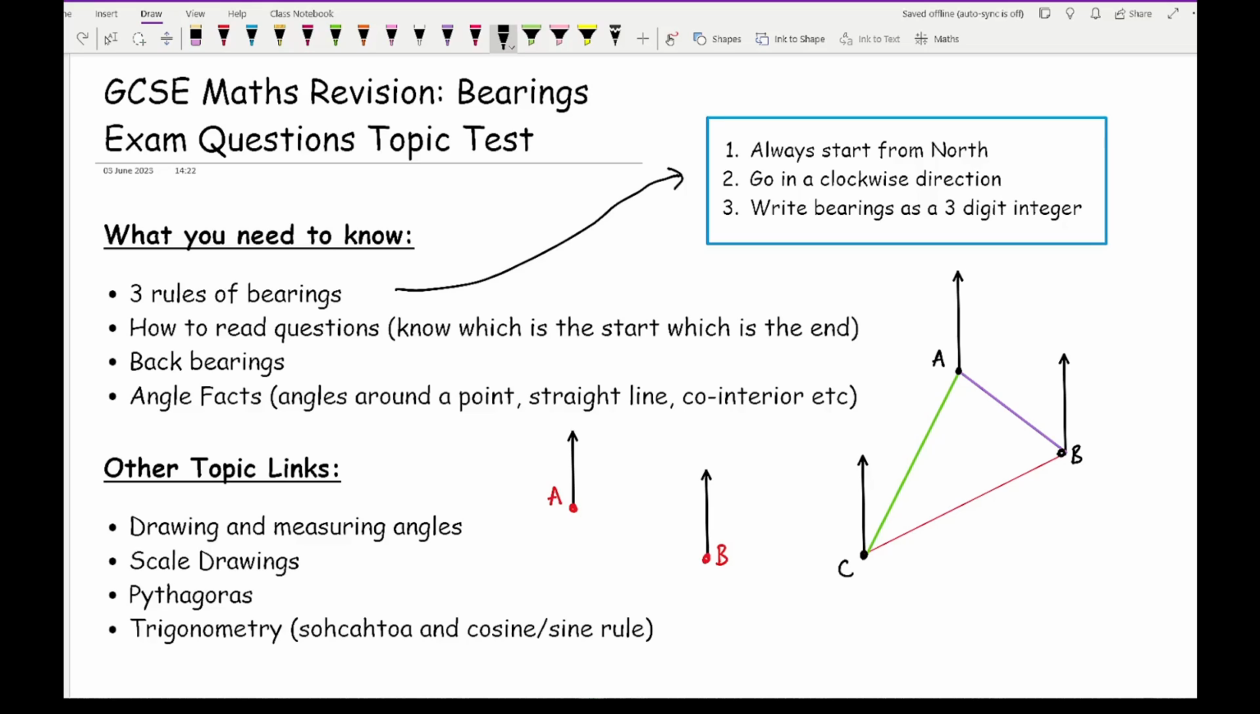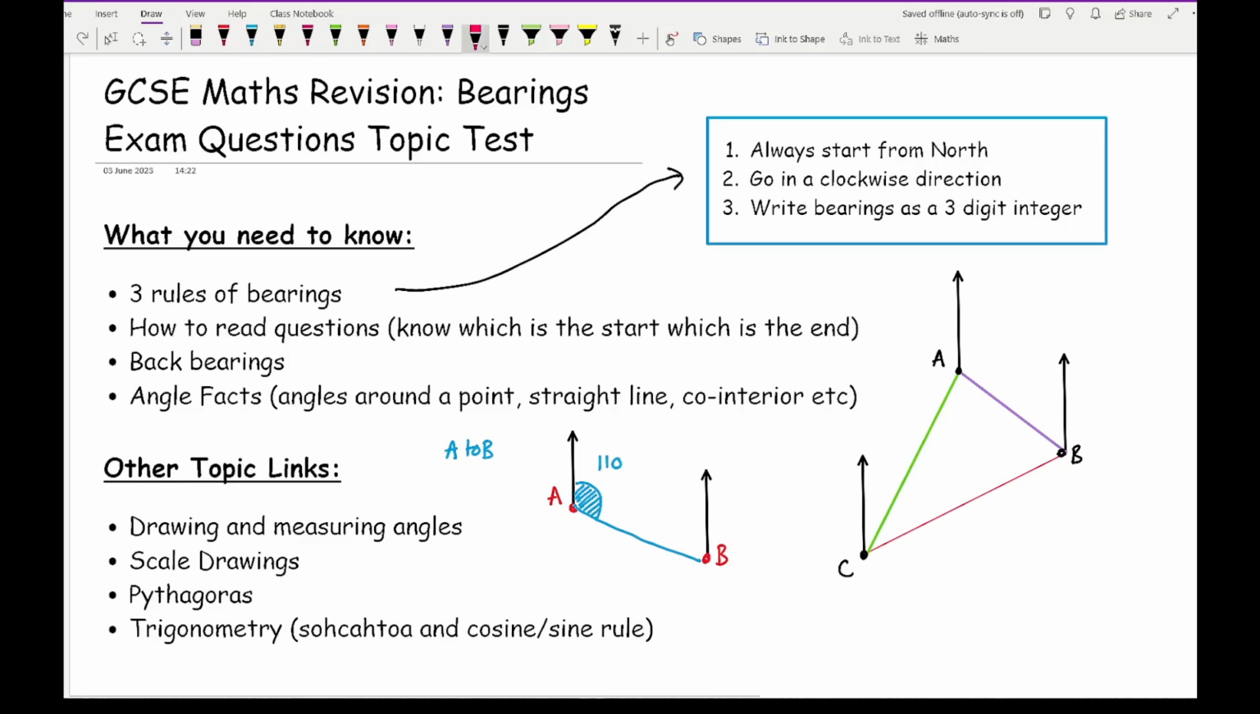The next thing is back bearings. This is usually when a diagram has not been drawn to scale. So for example, on the screen you can see A to B. If I just draw a line connecting A to B, the bearing of A to B is this angle here going in a clockwise direction. At a guess, let's just say that that is 110.